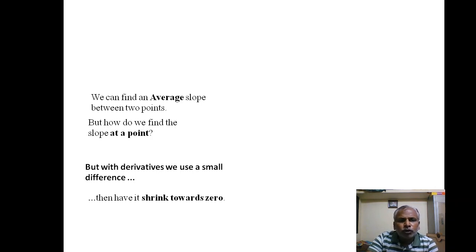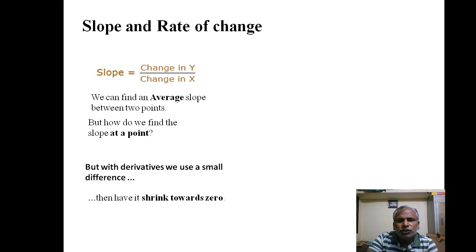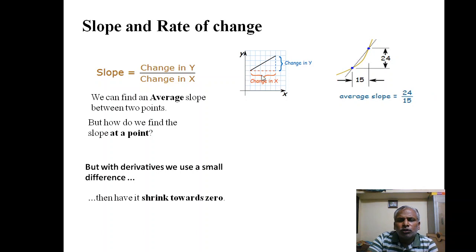We can find an average slope between 2 points, but slope and rate of change. Slope means change in y and change in x. That is, if we plot the curve against the x on x-axis and y-axis like this, we have to find the slope of this line. Take the red portion between these 2 points as the change in x, and the blue portion is the change in y. The ratio of this is called the change in y upon change in x. That is the slope.